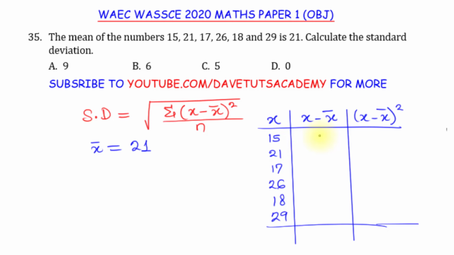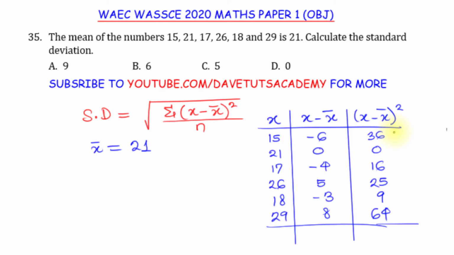So 15 minus 21, that will be minus 6. 21 minus 21 is 0. 17 minus 21, that will be minus 4. 26 minus 21 is 5. 18 minus 21, that will be minus 3. Then 29 minus 21, that will be 8. Okay, so if we square these entries, minus 6 raised to power 2 is 36, 0 raised to power 2 is 0, minus 4 raised to power 2 is 16, 5 raised to power 2 is 25, minus 3 raised to power 2 is 9, 8 raised to power 2 is 64.